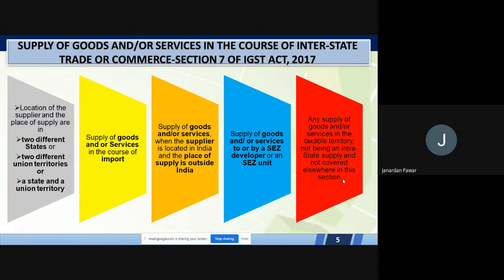Then supply of goods, another one. That is the next one. Supply of goods and services to or by a SEZ developer or SEZ unit. So from this we can understand.